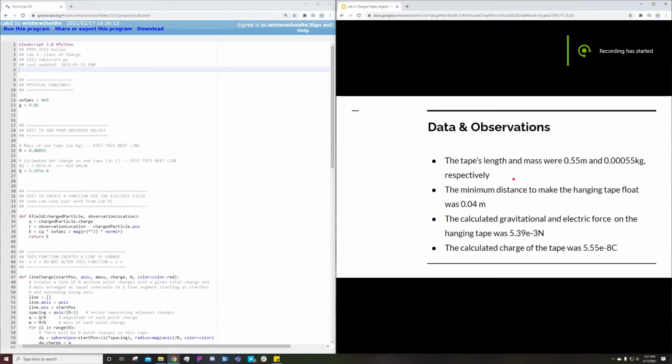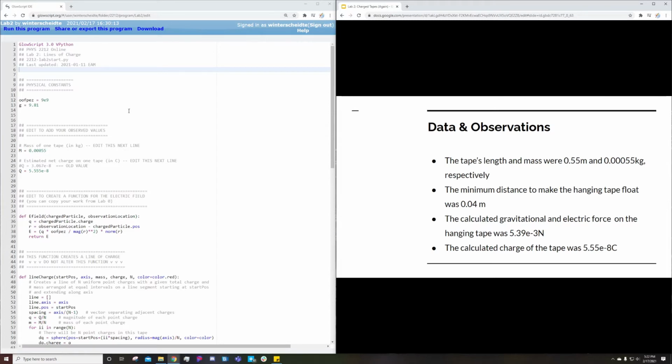Some data and observations. The tape's length and mass were 0.55 meters and 0.00055 kilograms, respectively. The minimum distance to make the hanging tape float above the bottom tape was 4 centimeters. The calculated gravitational and electric force magnitudes on the hanging tape were 5.39 times 10 to the negative third newtons, and the calculated charge of the tape was 5.55 times 10 to the negative eighth coulombs. Now this last number was found using the GlowScript program.